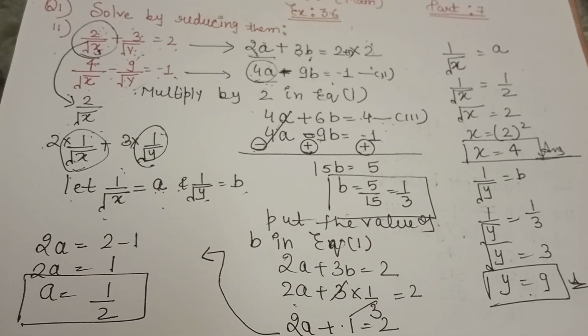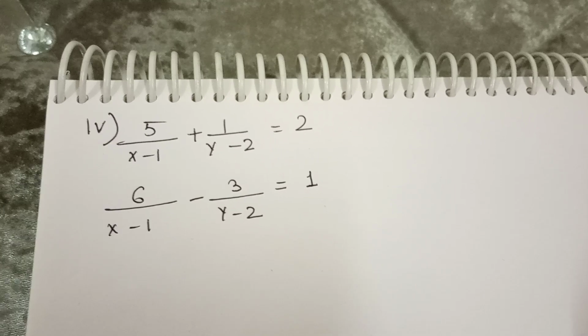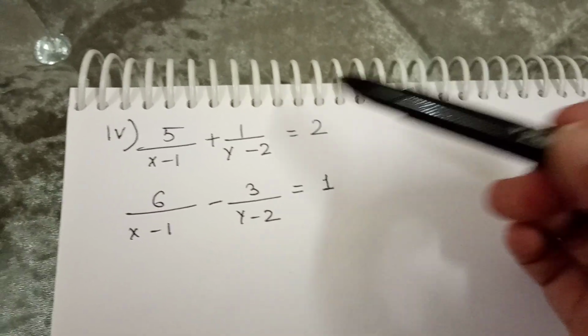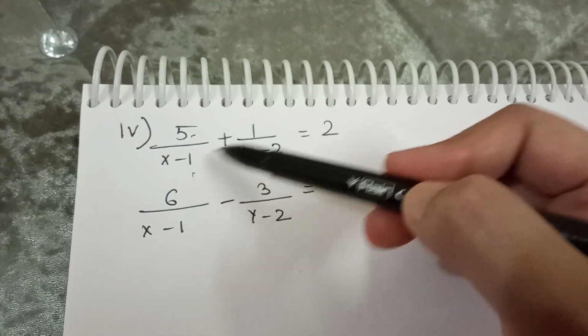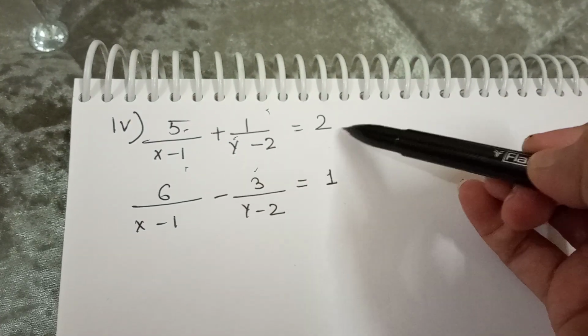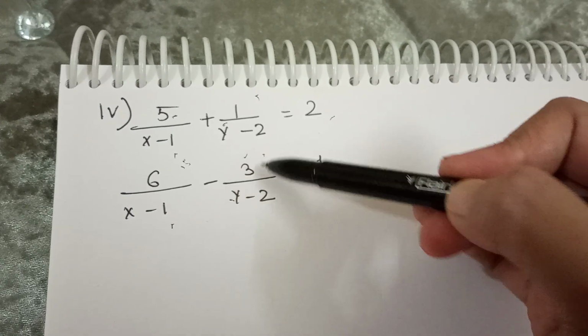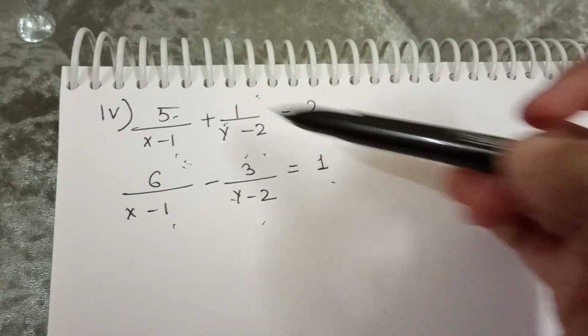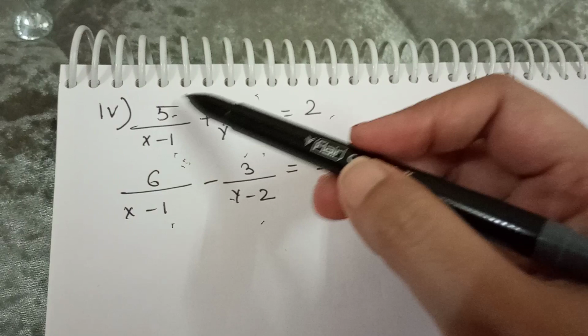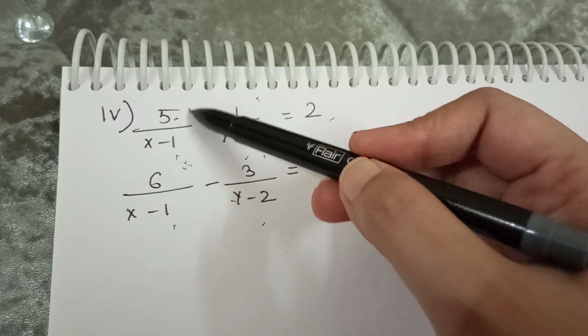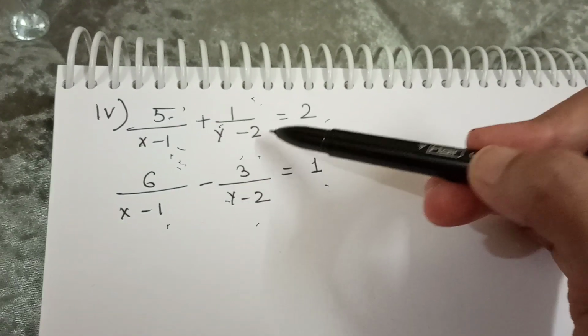Fine. So let's start the fourth part. In this fourth part, the equations are 5 upon x minus 1 plus 1 upon y minus 2 equal to 2. And the second equation is 6 upon x minus 1 minus 3 upon y minus 2 equal to 1. So you can see in both the equations, the variables are in the form of 1 upon x minus 1 and 1 upon y minus 2.